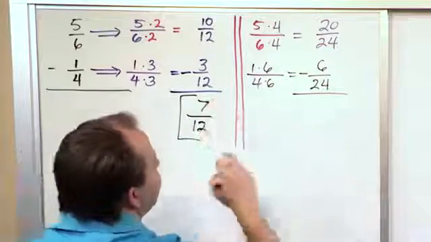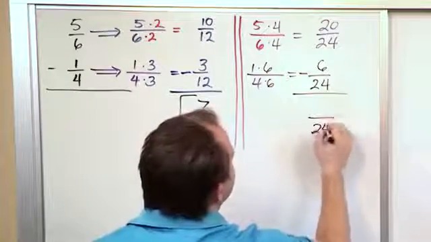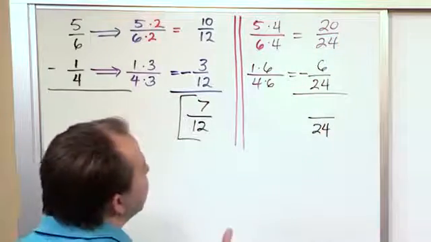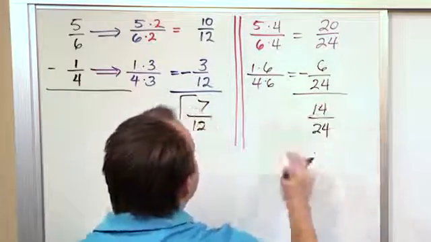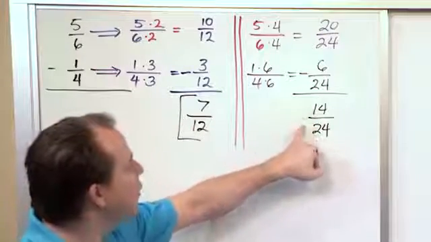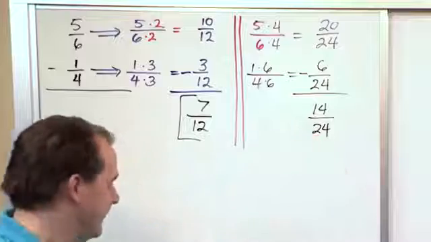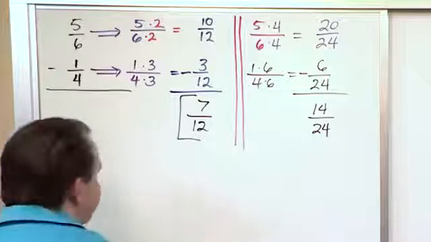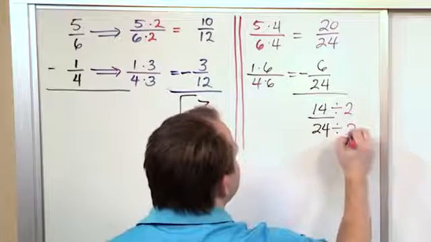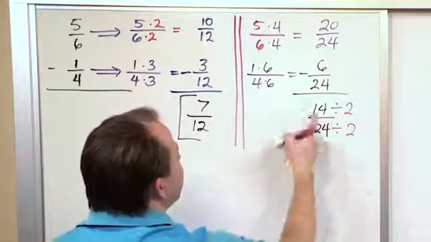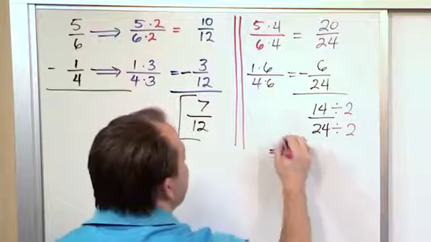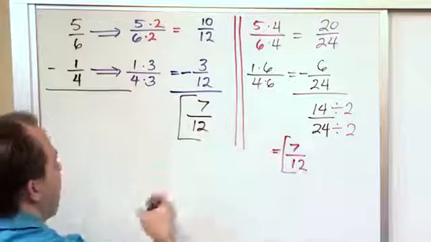Because if I subtract here, I'll still get a 24 on the bottom. But on the top, I'll have 20 minus 6. 20 minus 6 is 14. So you see, the answer I got here was 7/12. The answer I'm getting here is 14/24, but I can simplify this fraction because I know that it's divisible by 2. Divide the top by 2, divide the bottom by 2. What do you think I'm going to get? 14 divided by 2 is 7. 24 divided by 2 is 12. I get exactly the same answer that I got before.